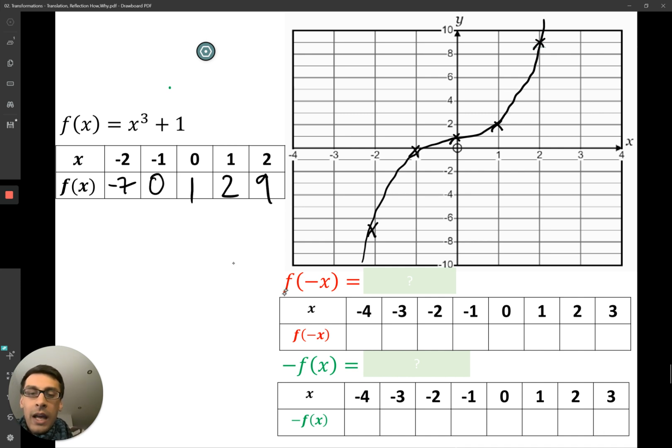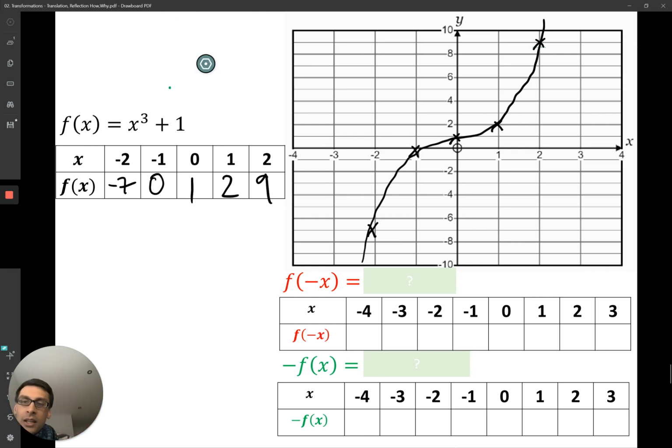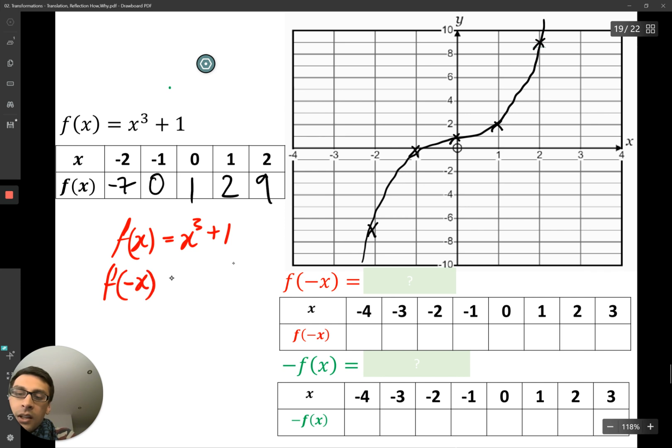And we're now going to do f of negative x. So this means if f of x equals x cubed plus 1, then f of negative x is equal to negative x cubed plus 1. Now negative x cubed we are going to need to work out for each value. So let's start with some of the easy numbers here. We'll start with 0. So 0 cubed is 0 plus 1 is 1.